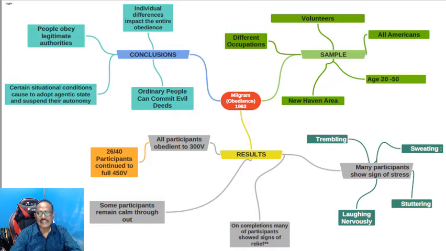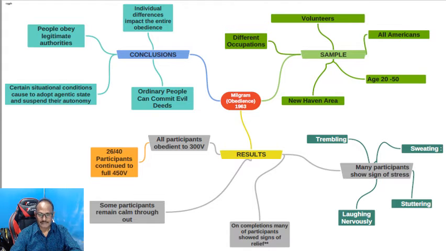Some of them were giggling, some were laughing nervously, some were sweating, some were stuttering, because they were actually showing signs of stress. They had not done this before, and they were doing it under the authoritative enforcement of one person. They also felt that the experimenter was responsible for their actions. They were not to blame for their actions. So transferring the blame to the experimenter made them brave enough to volunteer.